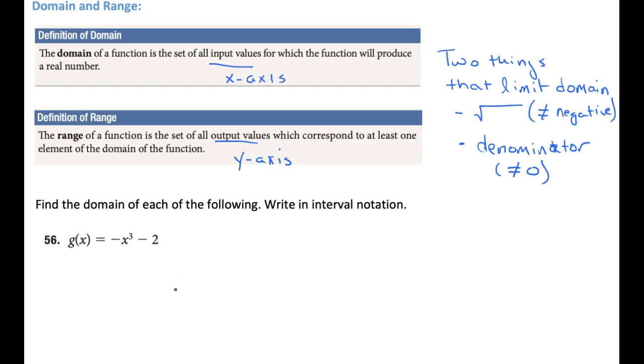All right, so let's move on to this one. This one does not have a square root, and it doesn't have a denominator. Any number that you put into this equation is going to give us a real number. So there are no limits to this one, and what we're going to say is that it's all real numbers. Another way you may see this is the set of all real numbers with a double R like that. And in interval notation, we say from negative infinity to positive infinity. Okay, so that's it for that one.